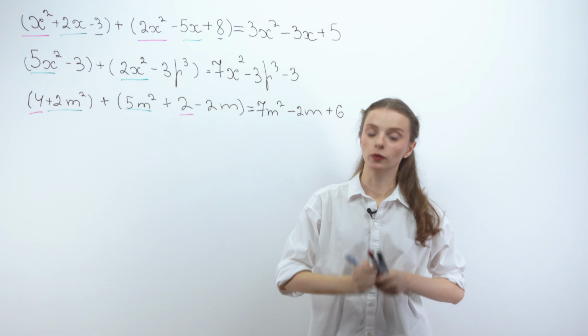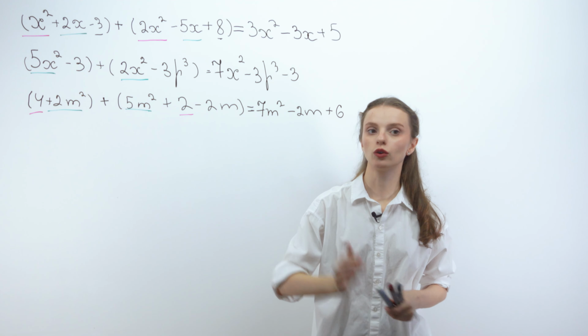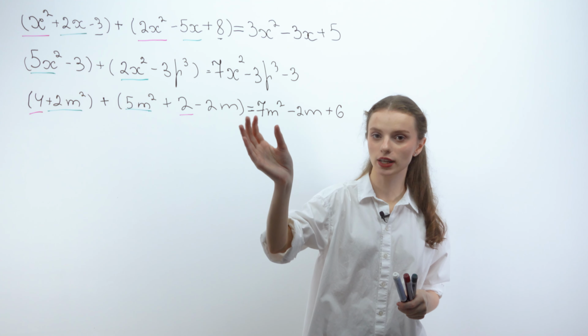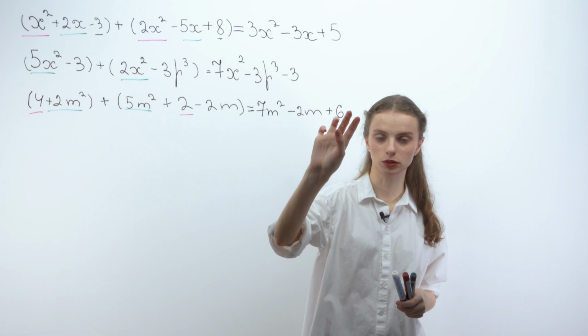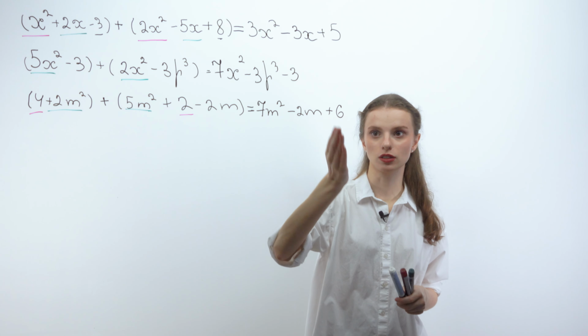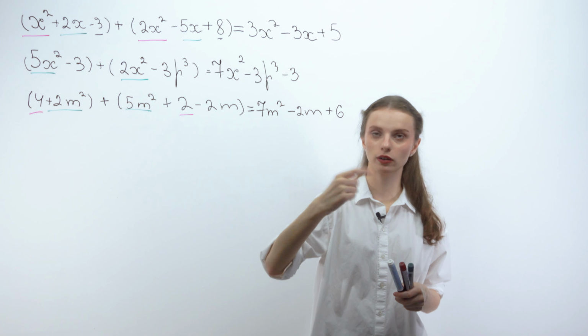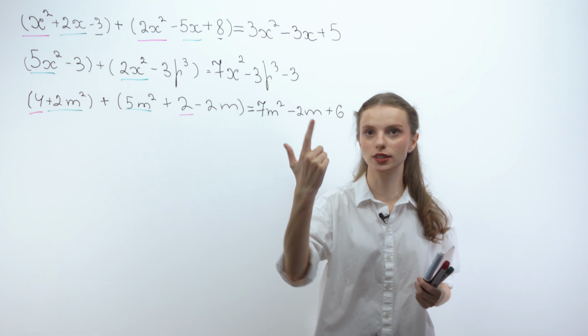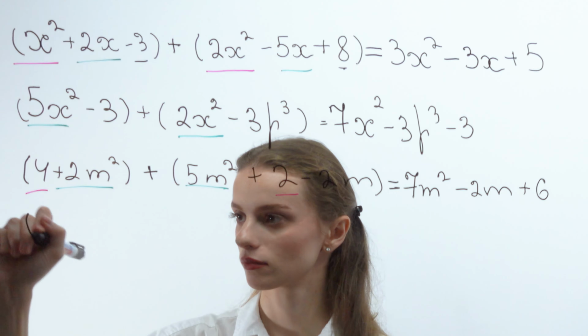So typically, when you write the answer, you must go from the term with the highest power to the term with the smallest power. The smallest power is usually m to the 0 power. M to the 0 power is 1. So 6 times 1 is 6. Let's look at this example.